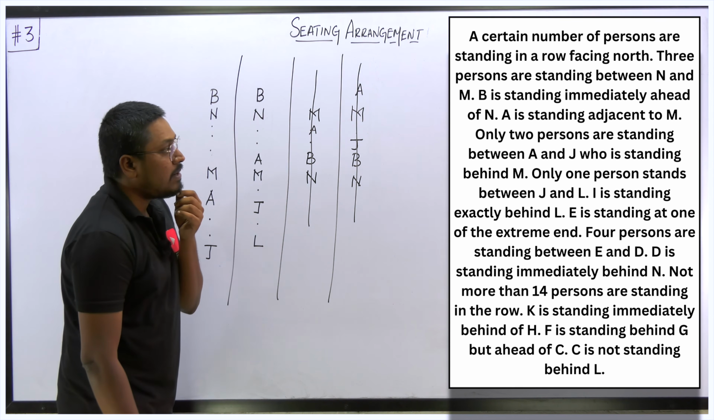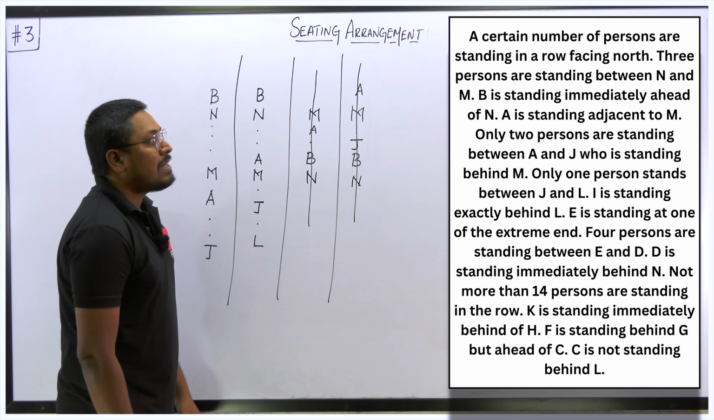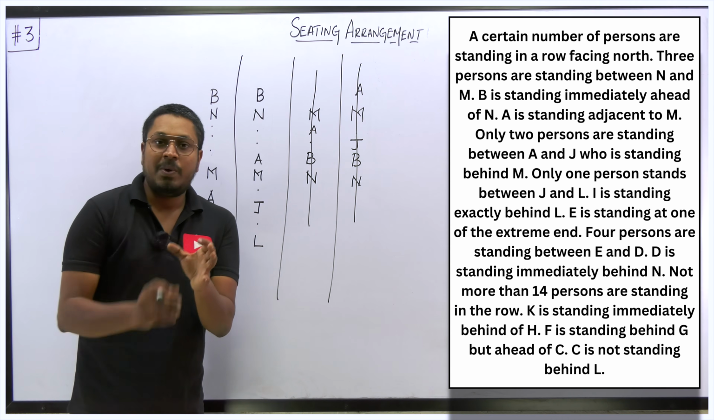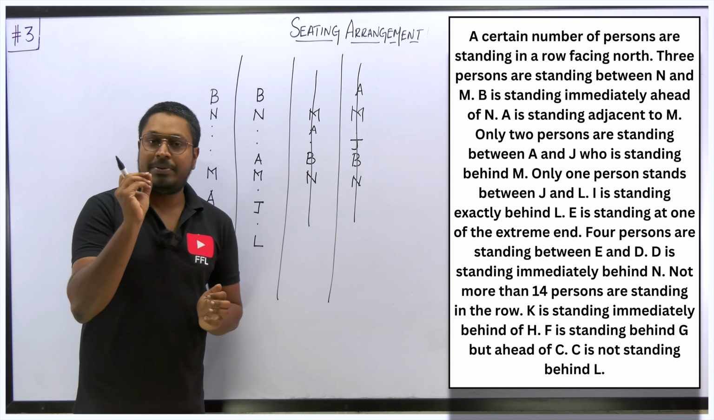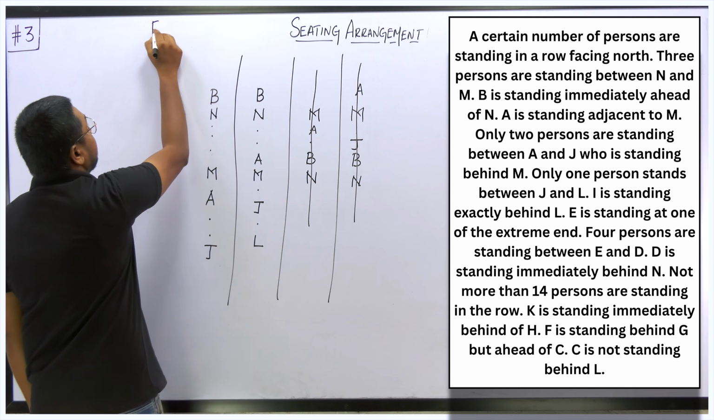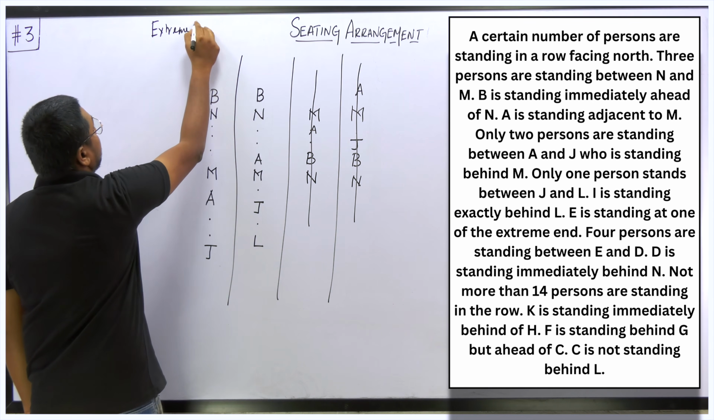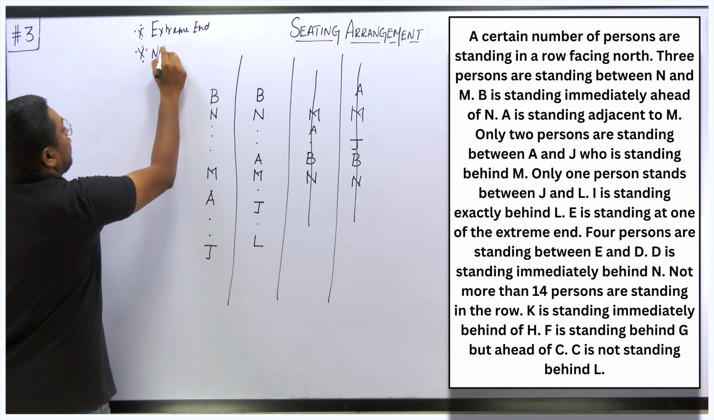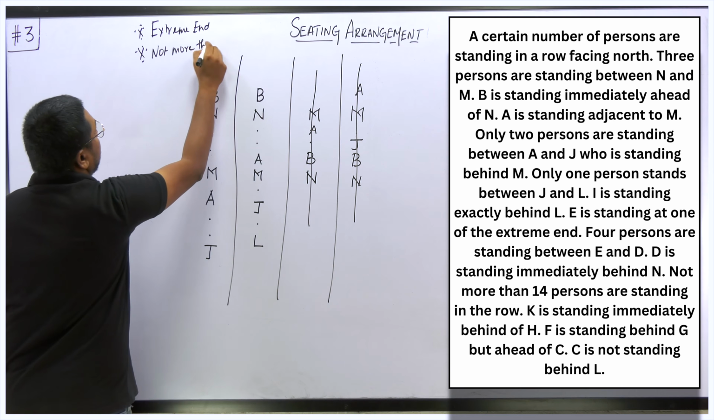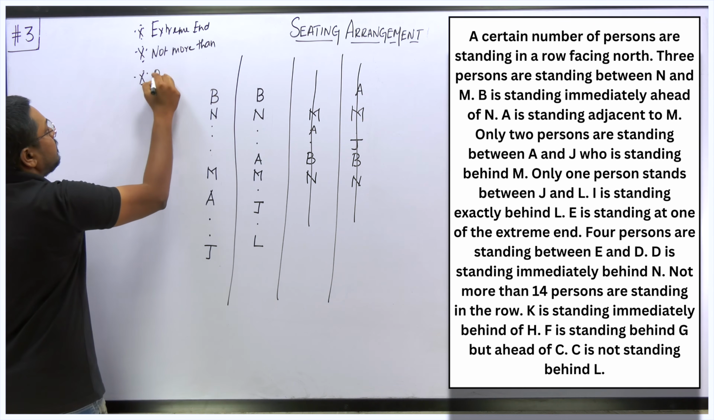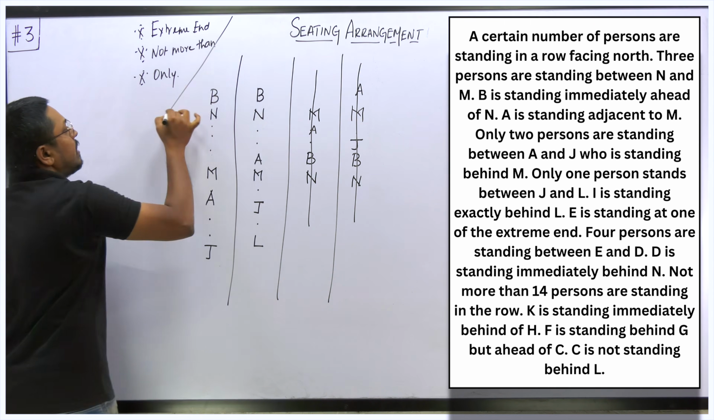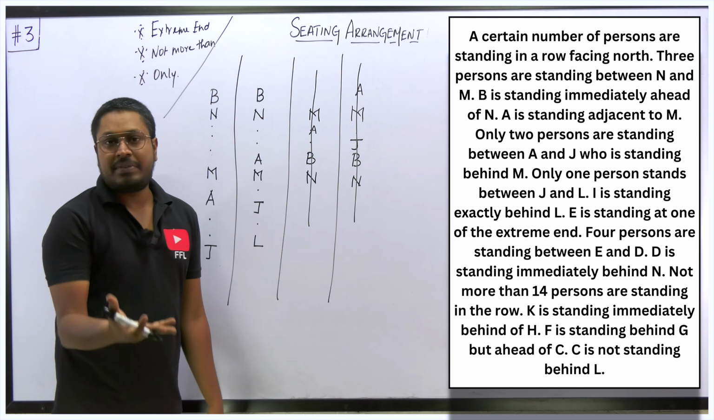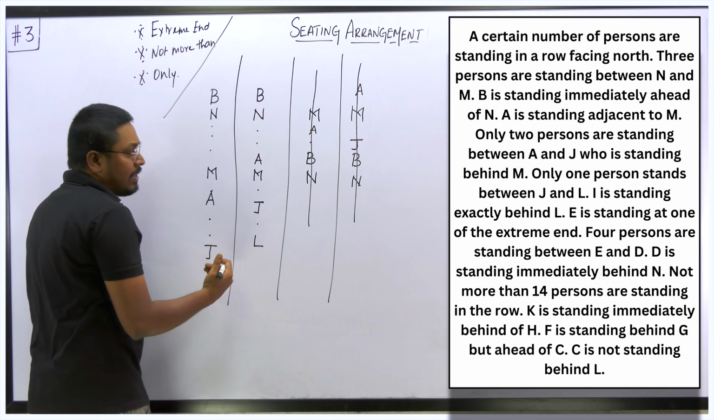What is the next point they have given? E is standing at one of the extreme end. Just see here. E is standing at one of the extreme end. Just now I have told you. In this kind of question, you can see these kinds of words: extreme end, or else not more than, or else only. So these are the clues that are most important while solving these kinds of questions. So E is standing at one of the extreme end. Either E can be at the top or E can be at the bottom.